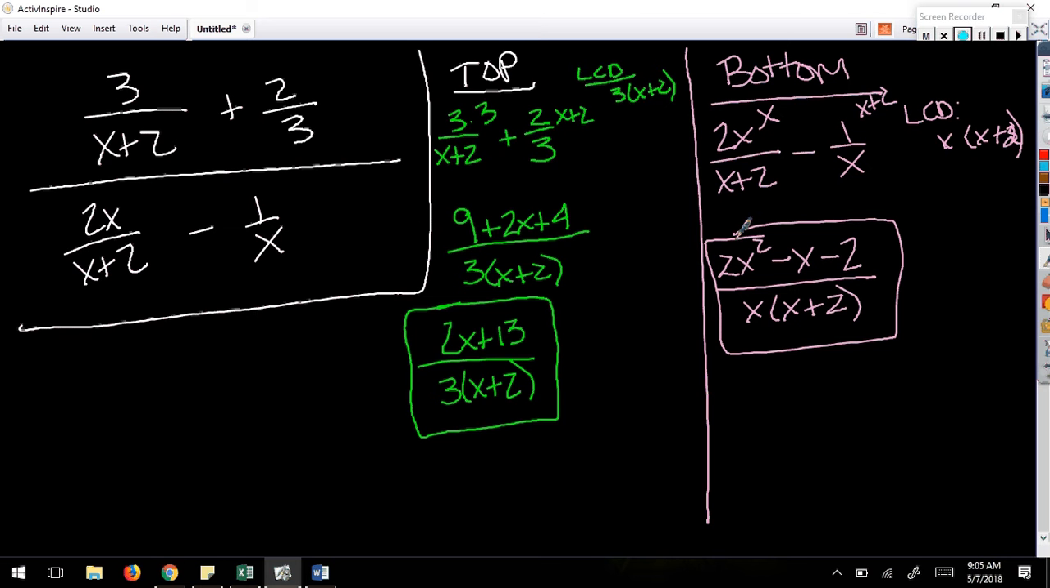Anybody confused? So here's the new part. Instead of distributing the negative, can you just calculate and do the same thing? Yeah, sure.